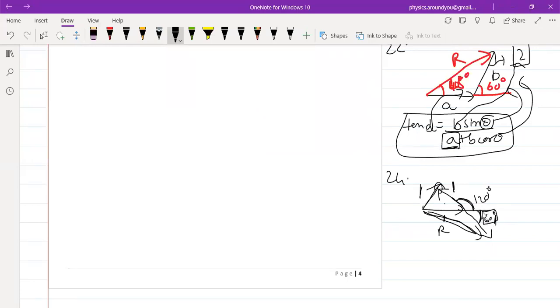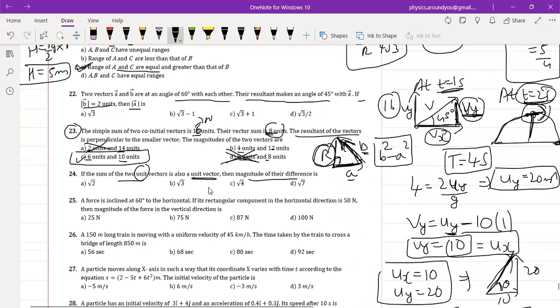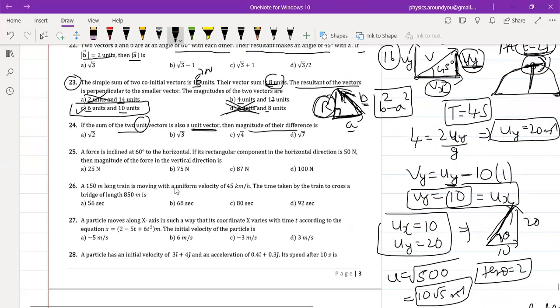For 60 degrees, how will you calculate the resultant of the vectors having magnitude 1? The angle is 60 degrees. Well, R is equal to the square root of A square plus B square plus 2AB cos theta. A square is 1, B square is 1, plus 2AB, which is 2 times cos of 60 degrees, which is half. When I simplify, I get root 3. So 24 goes as root 3, and hence we have root 3 over here.